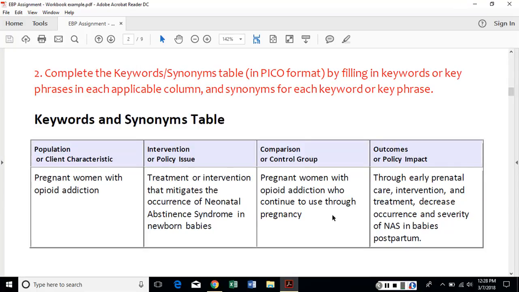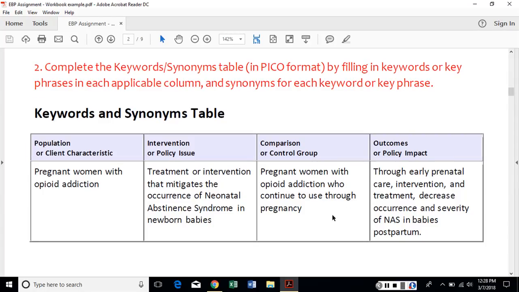We have to fill out the keywords and synonyms table to figure out what words we're going to be plugging into databases. If you've ever searched Google Scholar, what words do you put into Google Scholar to figure out what intervention you're trying to learn about, to really pull those very specific articles?